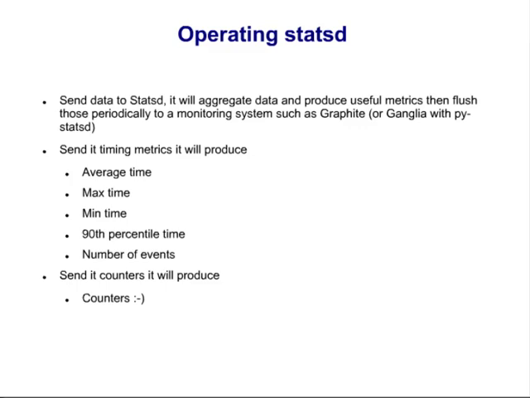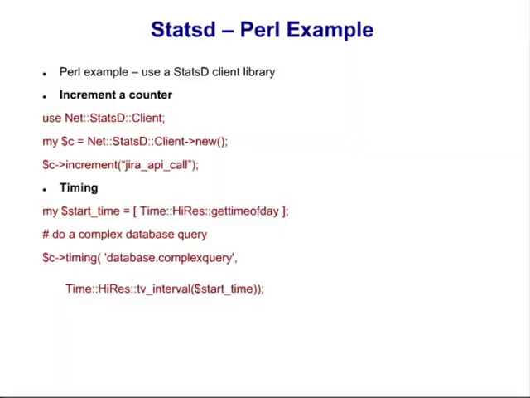I do have two examples. One example is a Perl example, which is pretty trivial: incrementing a counter when we do a Jira API call, and another one is just timing how long it takes to do a complex database query. This is something that is very useful, and you should do that. You should definitely find what your complex database queries are, and you should definitely time them, because when things start going bad, this will be your indication.